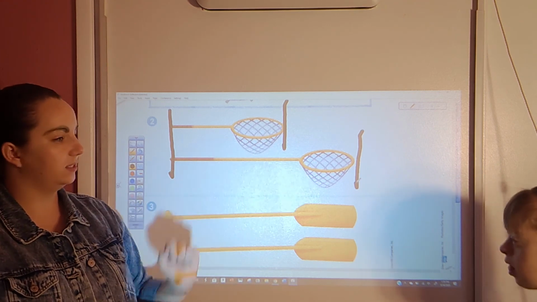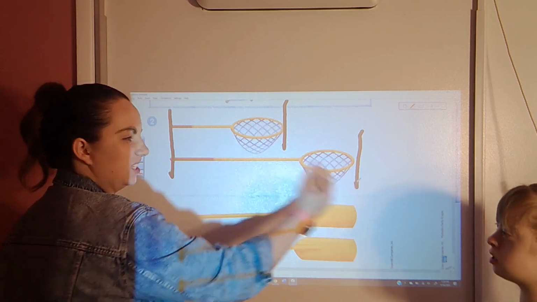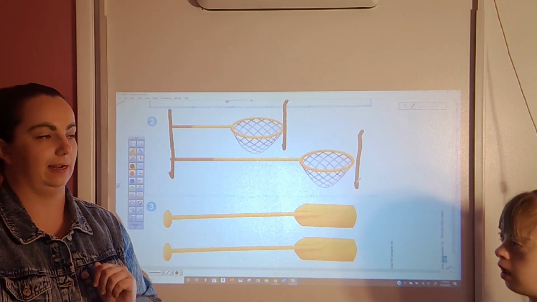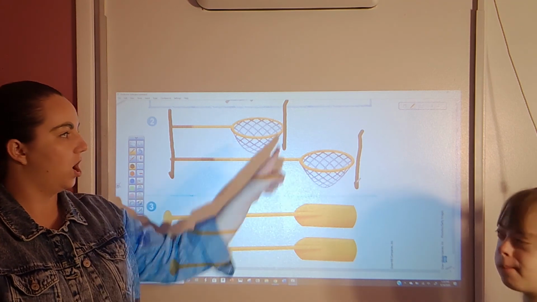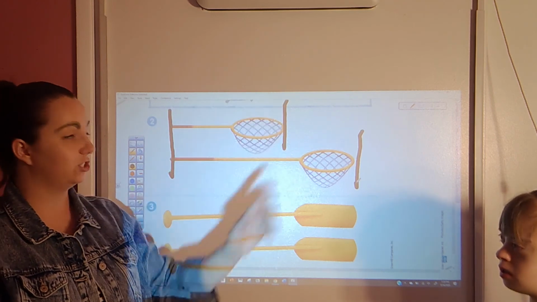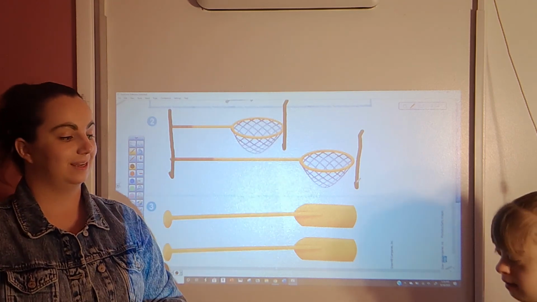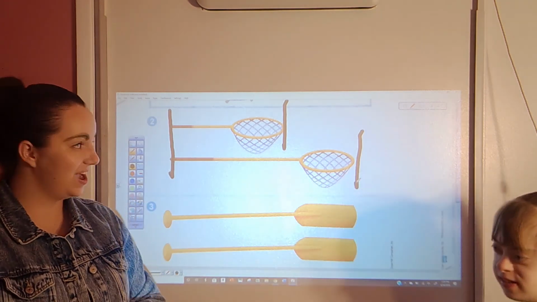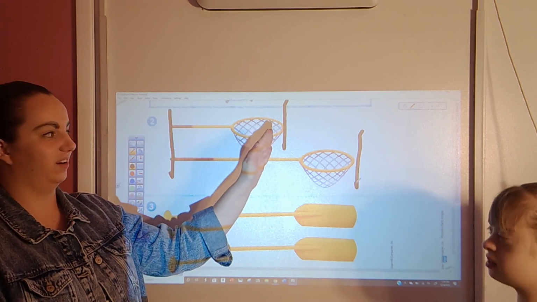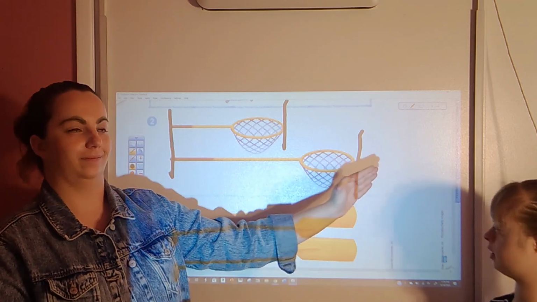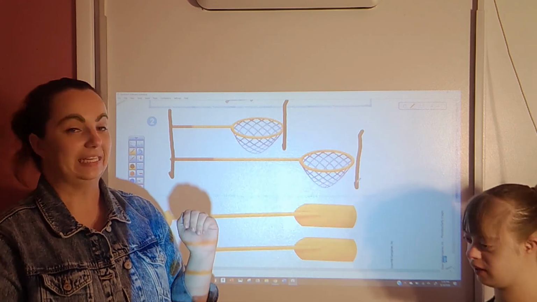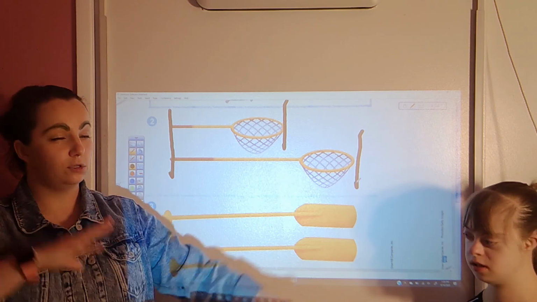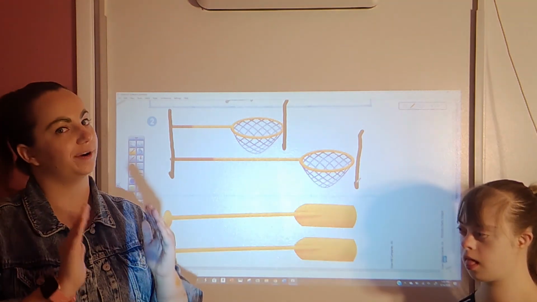Looking at these two nets, do the measurements to the side line up, or are there two different lengths, Kaylee? Are these lines in the same place or different? Make sure you put it up there so people can see it. Different. Very good. This net is only this long. This net is this long. Those are different measurements. Okay. Since we know they're different lengths, let's go ahead and find which one is longer and which one is shorter.